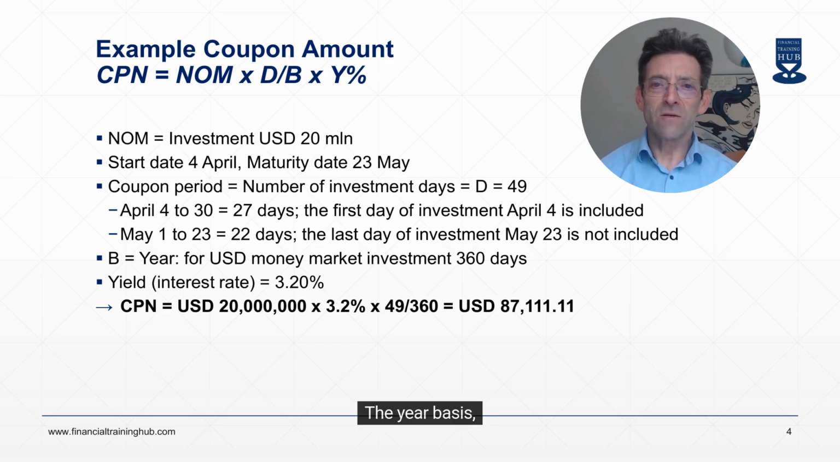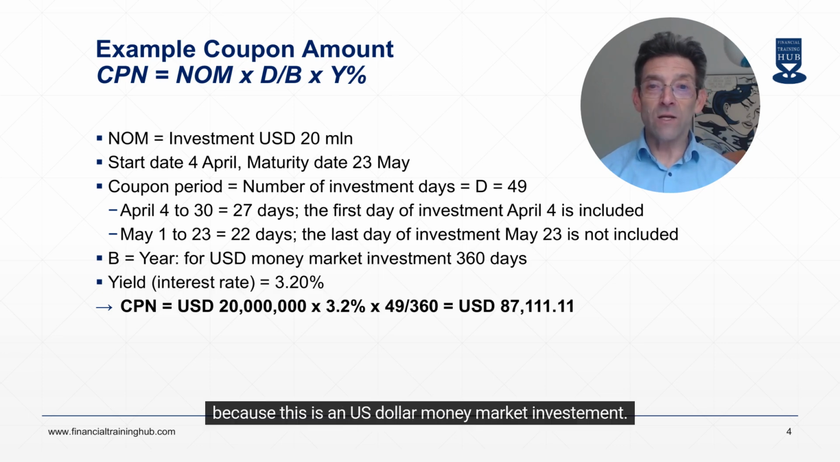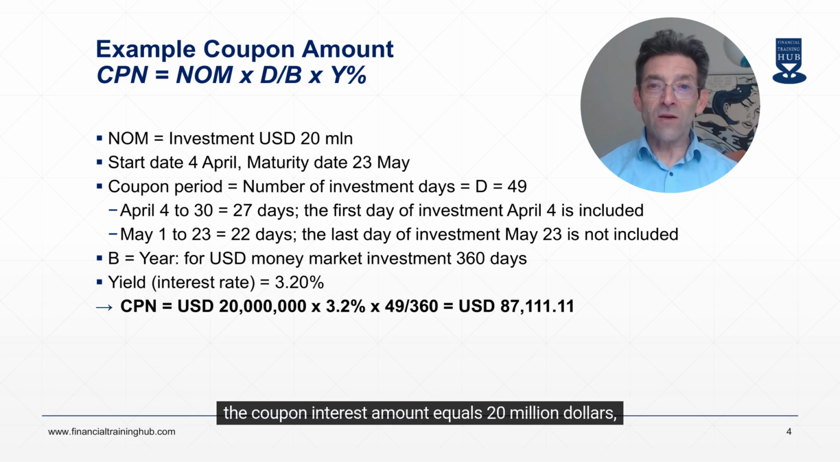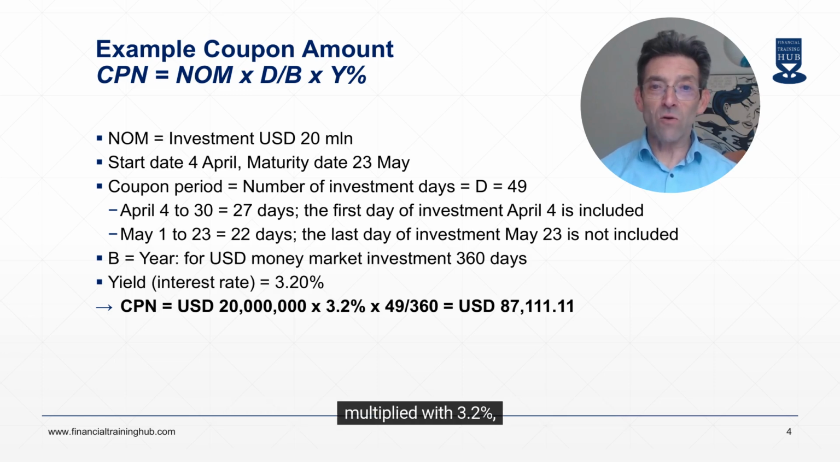The year basis, the B in the formula, is 360 days, because this is in US dollar money market investment. Using the formula, the coupon interest amount equals $20 million, multiplied with 3.2%, multiplied by 49 days divided by 360 days, resulting in $87,111.11. Another use of this formula is not to calculate the coupon interest amount, but to calculate a yield.